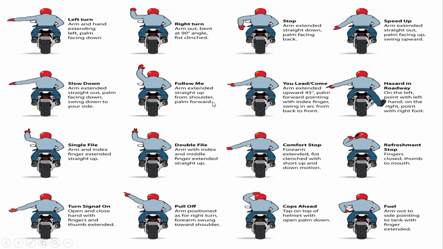Here you are seeing some of the motions which can be seen. If you go closely and look at it, this fellow is saying that I'm going to speed up. So he's showing a particular symbol. Just check out the symbol. He's extending his arm straight out and palm is facing upwards. Slow down. He's saying that I'm going to slow down due to certain problems in front, and he's showing his palm facing down and the swing is also down.